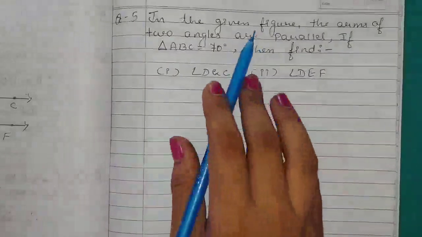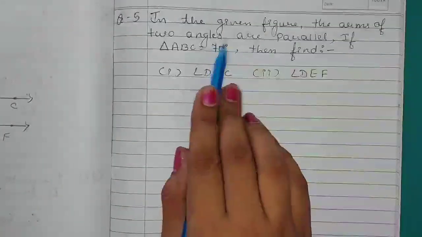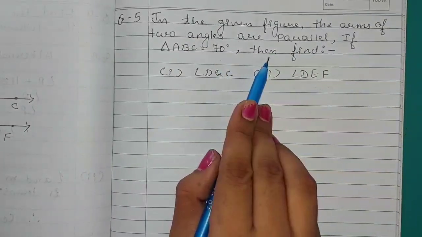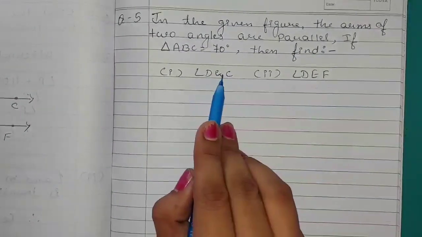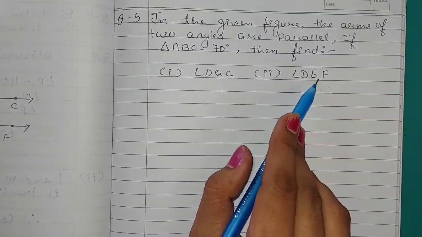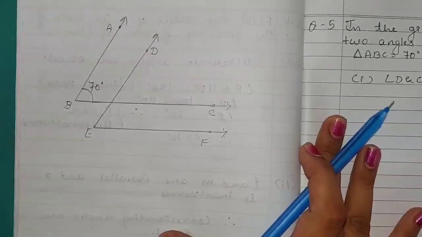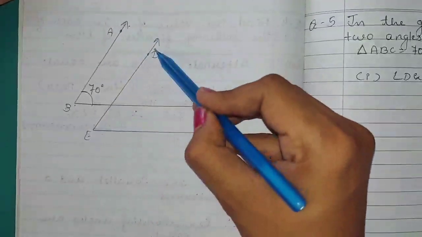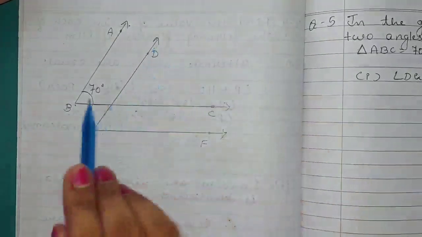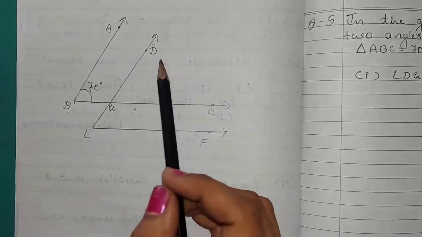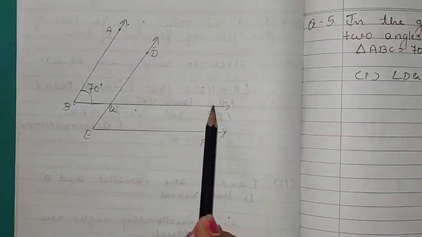Question number 5. In the adjoining figure, the arms of two angles are parallel. If angle ABC equals 70 degrees, then find number 1, angle DGC, and number 2, angle DEF. So let us observe the figure. So students, here this is the figure given. So AB and DE are parallel and also BC and EF are parallel. Now it is asked to find angle DGC.